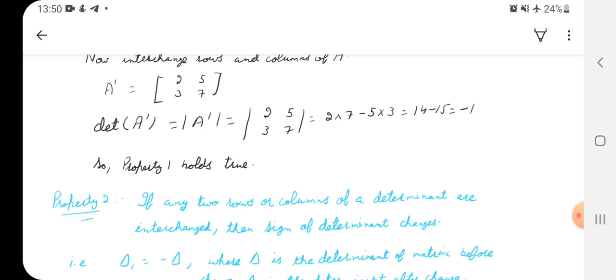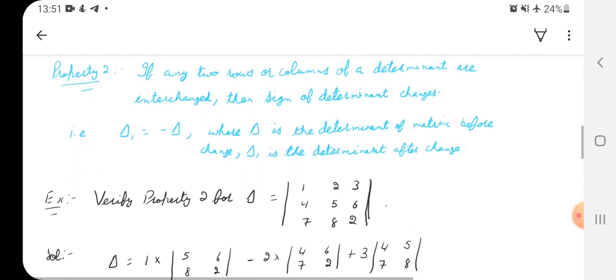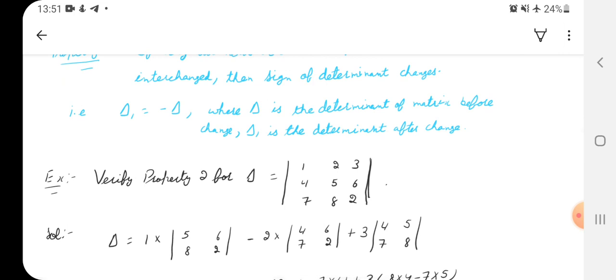The second property says if any two rows or columns of a determinant are interchanged, then the sign of the determinant changes. Now we are not interchanging all rows and columns, which means taking the transpose. Now we are interchanging two rows or two columns, right? Now what they said is the sign of the determinant will change if we do so, right? So delta 1 will be equal to negative of delta, where delta 1 is the determinant after the change and delta is the determinant before the change.